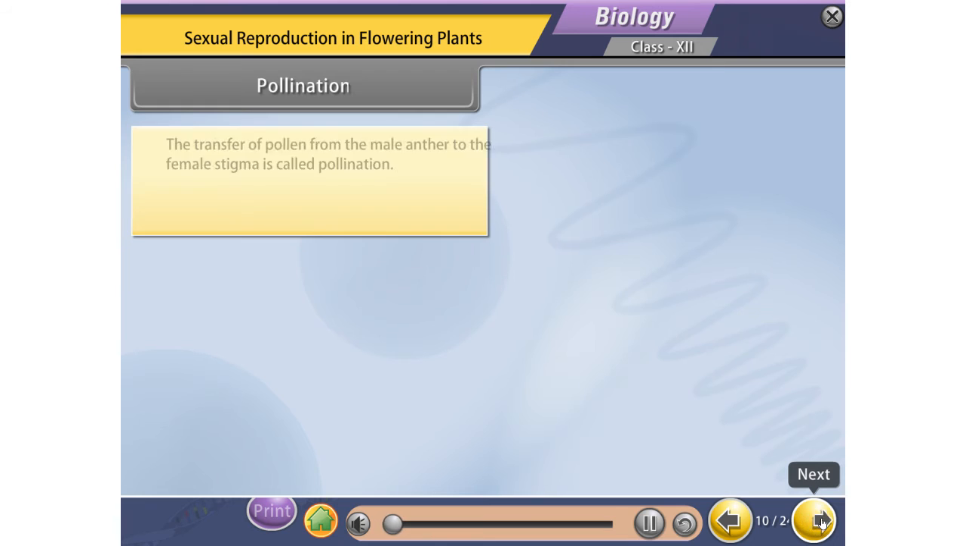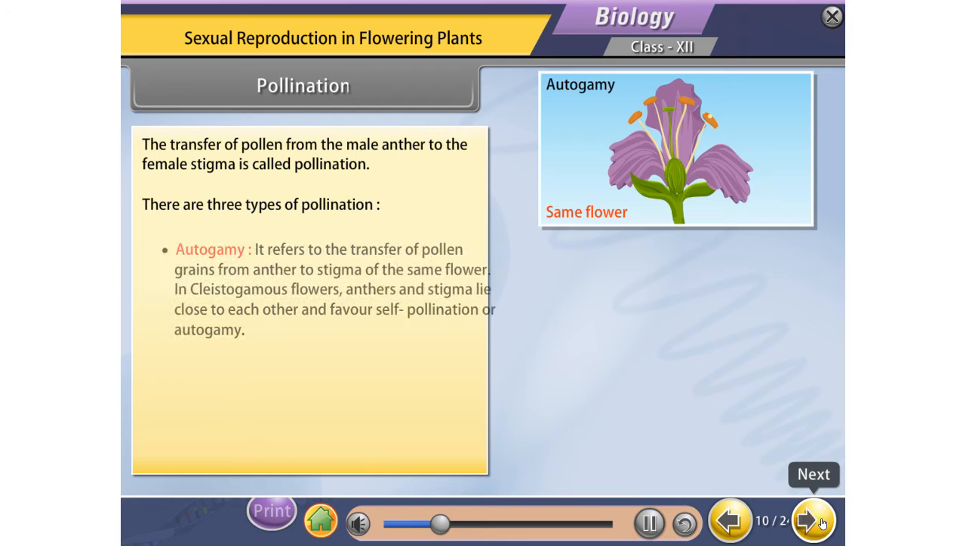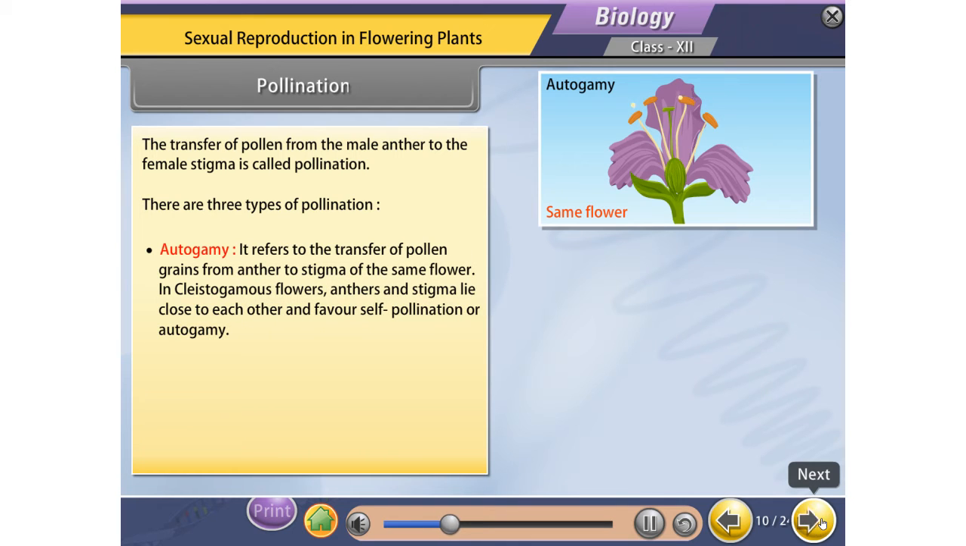Pollination. The transfer of pollen from the male anther to the female stigma is called pollination. There are 3 types of pollination. Autogamy. It refers to the transfer of pollen grains from anther to stigma of the same flower. In cleistogamous flowers, anthers and stigma lie close to each other and favor self-pollination or autogamy.